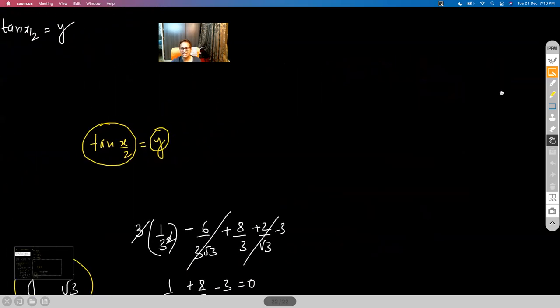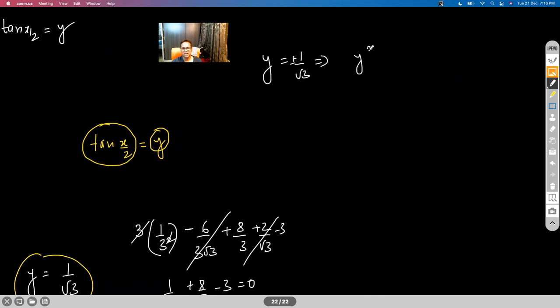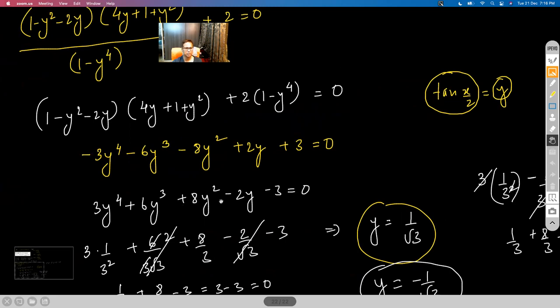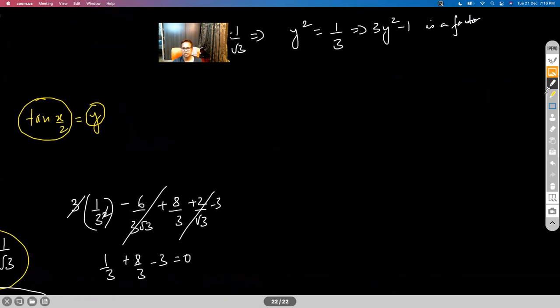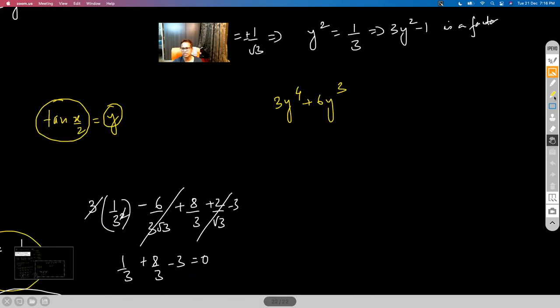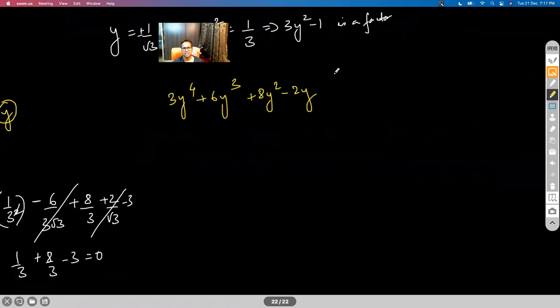For finding the remaining 2 roots, I will use a simple strategy. Since y could be plus minus 1/√3, it means y squared is 1/3. That means 3y² - 1 is a factor, isn't it? So you can factorize that term, which was this whole thing: 3y⁴ plus 6y³ plus 8y² - 2y - 3. Let me write it down first.